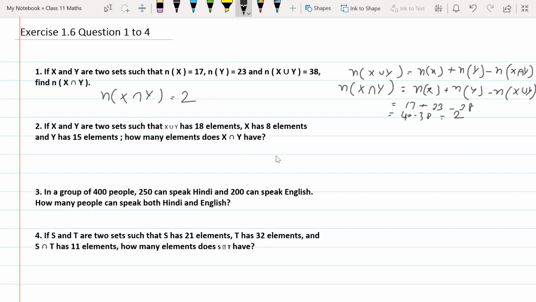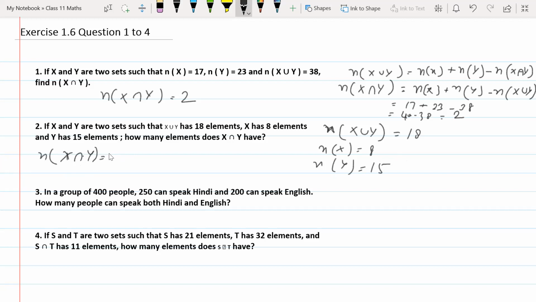Then question number 2. If two sets are such that X union Y has 18 elements, X has 8 elements, and Y has 15 elements, what would be the X intersection Y?